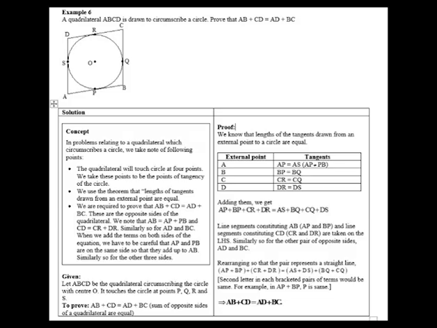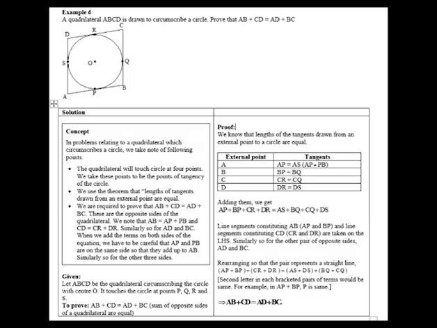From the point B, BP and BQ are the two tangents. Therefore, BP is equal to BQ. From the point C, CR and CQ are the two tangents. Therefore, CR is equal to CQ. From the point D, DR and DS are the two tangents. Hence, DR is equal to DS.